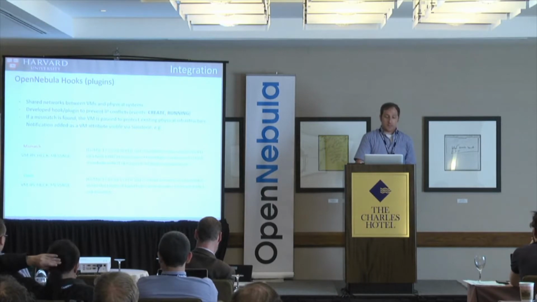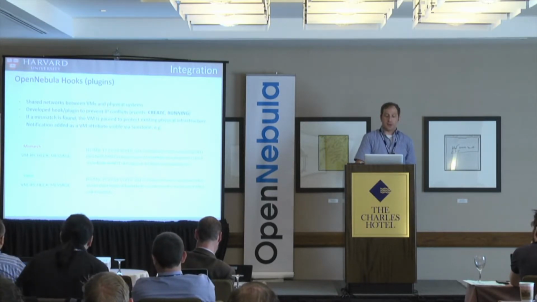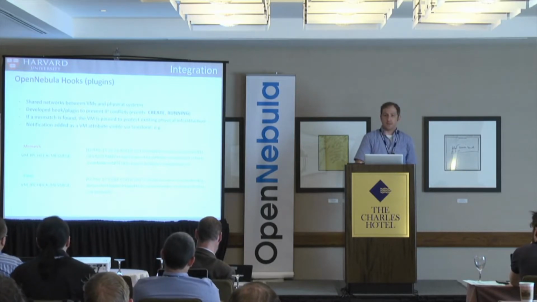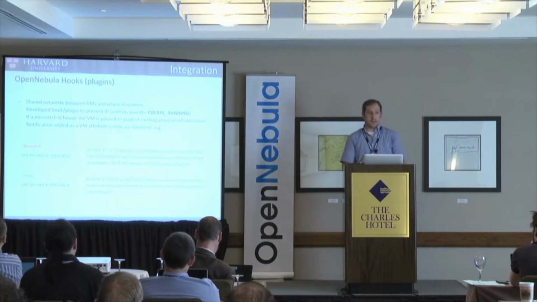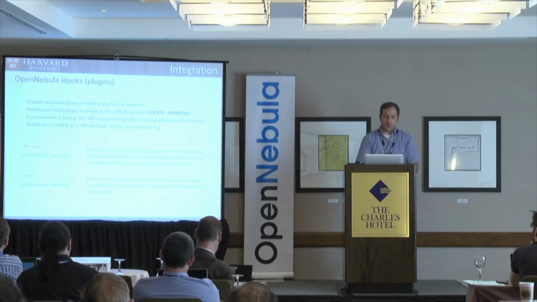We had to develop at least one OpenNebula hook. Unfortunately, we have some shared networks between VMs and physical, so we don't live in a perfect world. We have VLANs that have some VMs, some that have bare metal, and we really don't want them clobbering each other. So just to be extra cautious, because people can just point and click very easily in Sunstone or with the command line tools, right?